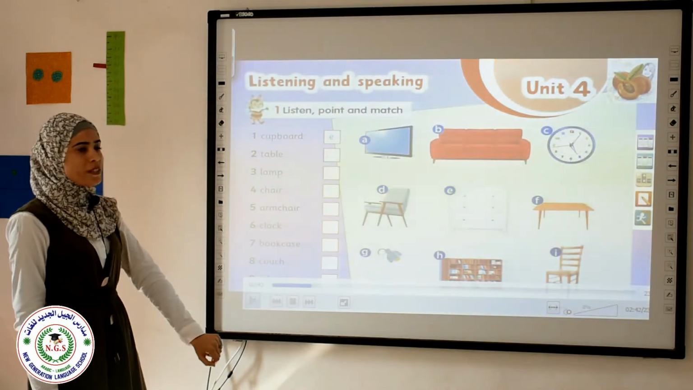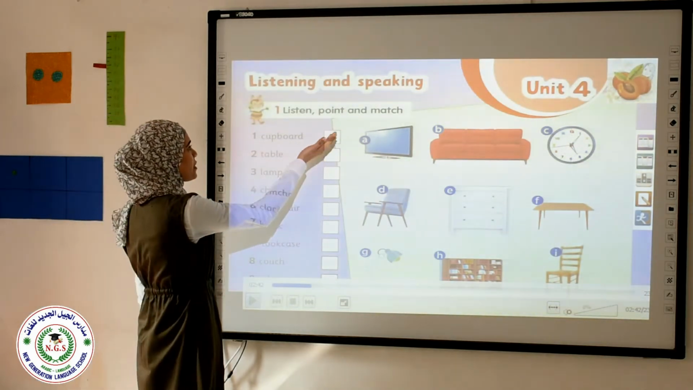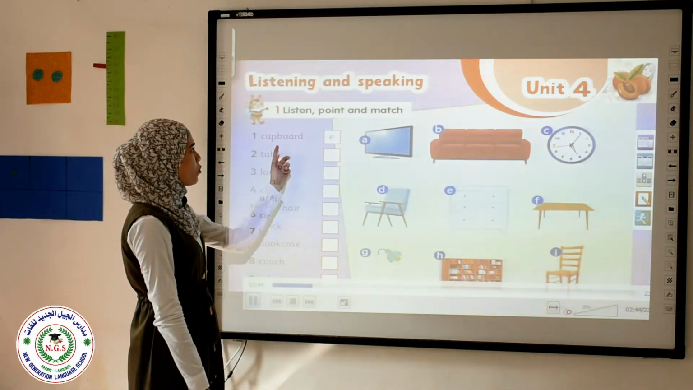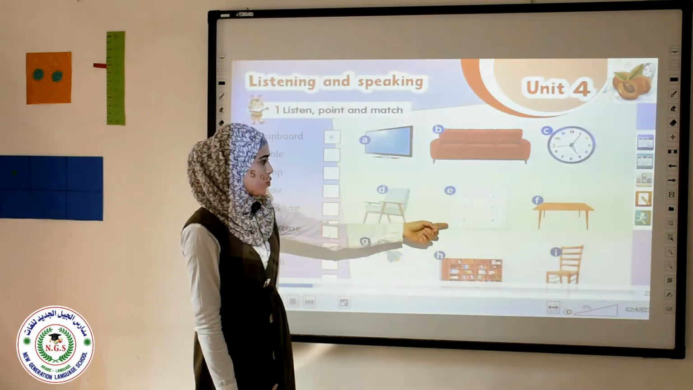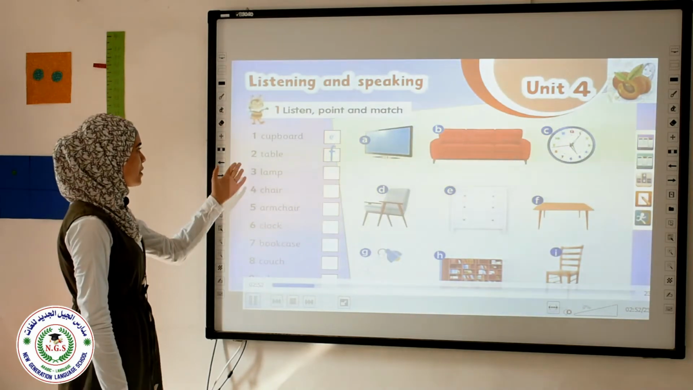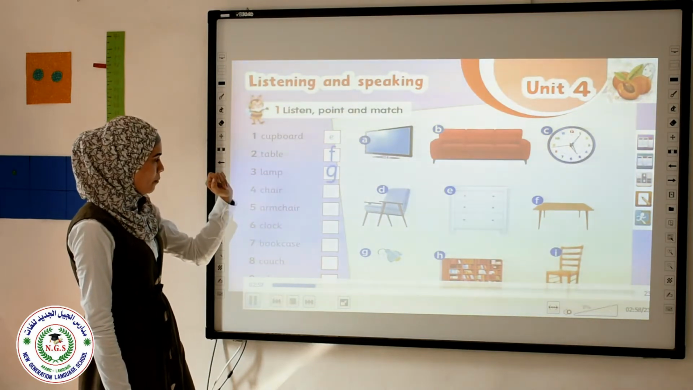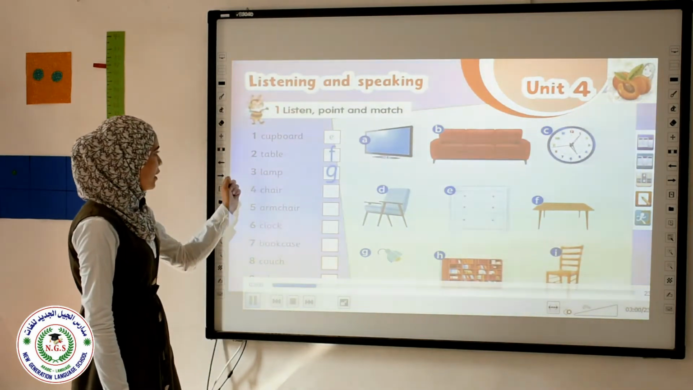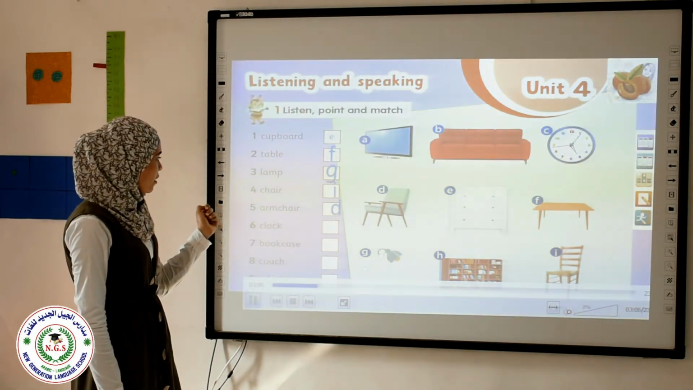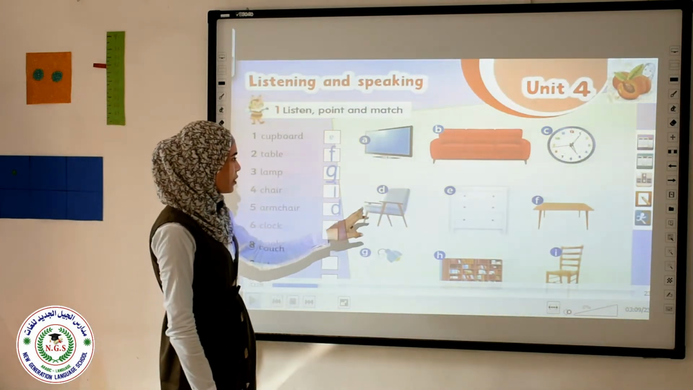We have exercise number 1 on page 59. We have listen, point and match. Number 1, cupboard. What's the meaning of cupboard? Cupboard with letter E, which means we will write letter E. Number 2, table. Look at where is the table. Look at number F. Number 3, lamp, letter G. And number 4, chair. Where is the chair? Number 5, armchair. Armchair takes letter what? Letter D.